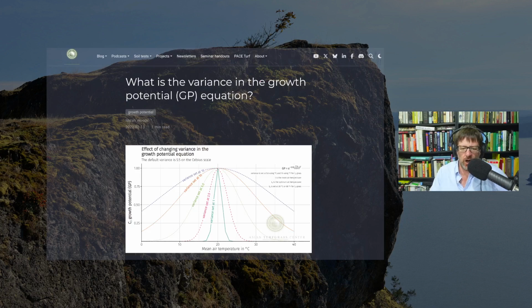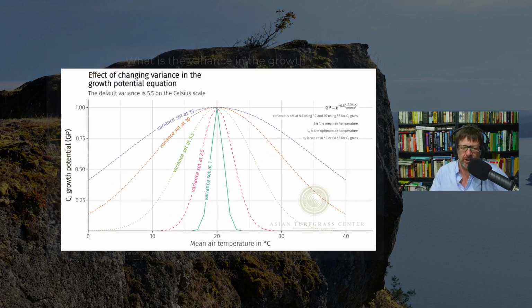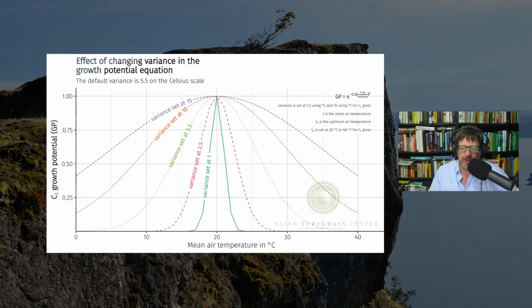And if we go to this post, for those of you watching, it might be useful to see this. For those of you listening, there will be a direct link. You can get this from the show notes. I will make sure that there is a direct link to this. So the title of this chart that I'm showing is Effect of Changing Variance in the Growth Potential Equation.